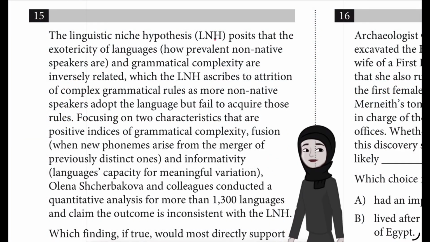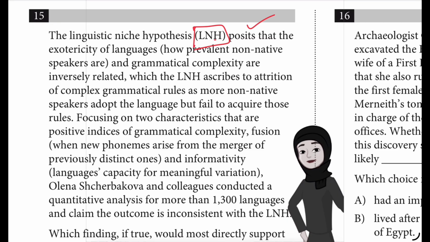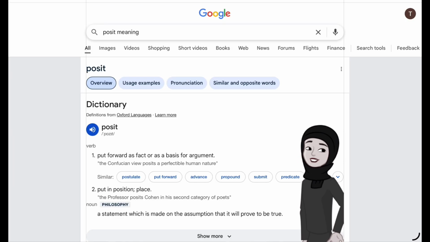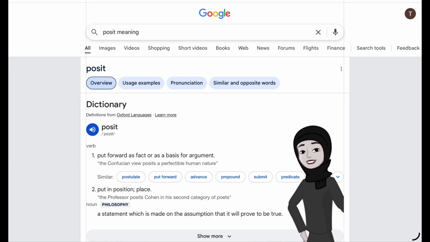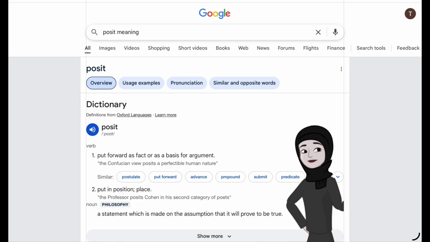So question number 15, we are talking about linguistic niche hypothesis, LNH. So this posits that the exotericity of languages, that is how prevalent non-native speakers are, and grammatical complexity are inversely related. Now this word posit has come many times on the SAT, so we will first have a look at its meaning. So posit is to put forward as fact or as a basis for argument. A statement which is made on the assumption that it will prove to be true. So some kind of a hypothesis it is.